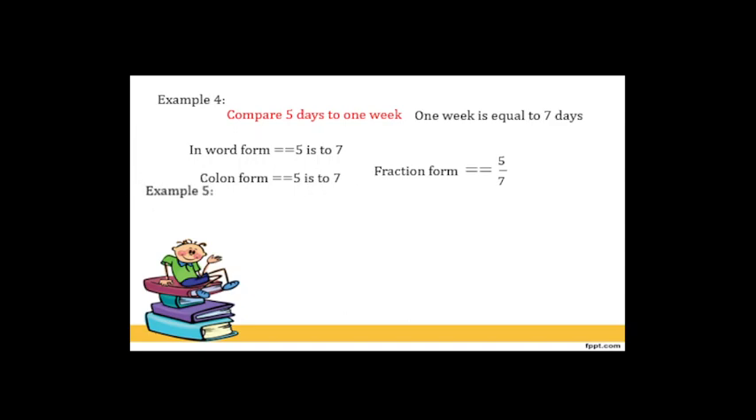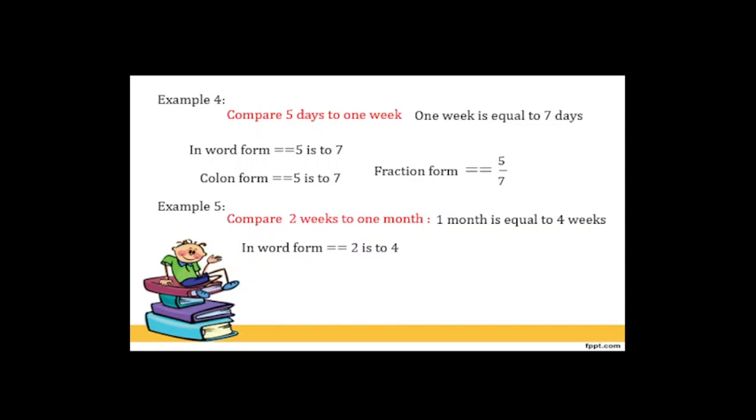And then next, we have compare 2 weeks to 1 month. Again, different units. So we have to express 1 month in weeks. How many weeks are there in a month? There are 4 weeks in a month. So to write that in a ratio, that is 2 is to 4 in word form, and in simplest form, that is 1 is to 2.